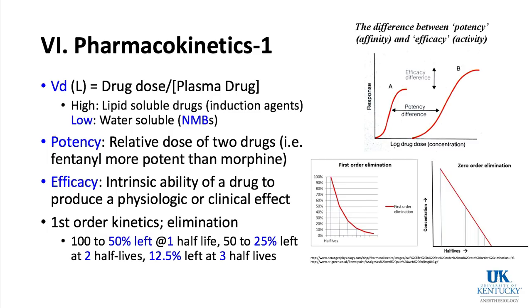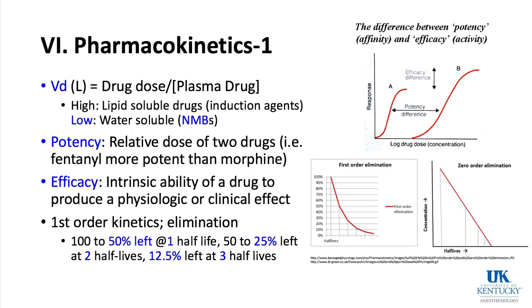Kinetics. First order kinetics versus zero order kinetics. And in the bottom right is a graphic demonstrating this. Zero order elimination, we think of alcohol being an example. First order elimination is most of our drugs. And in the first half-life, you get rid of half of the drug. So if you had 100%, you decrease to 50% left. You've gotten rid of 50%, you have 50% left after one half-life.